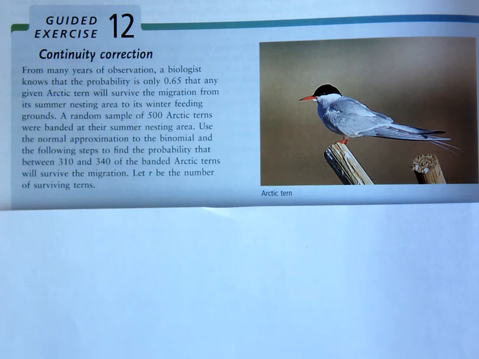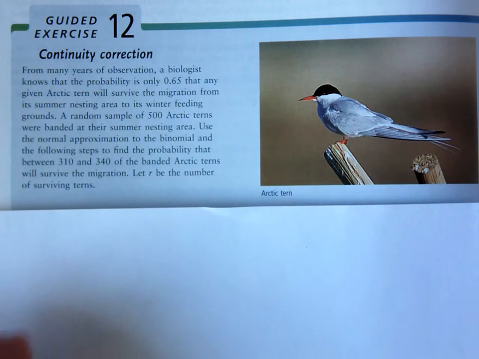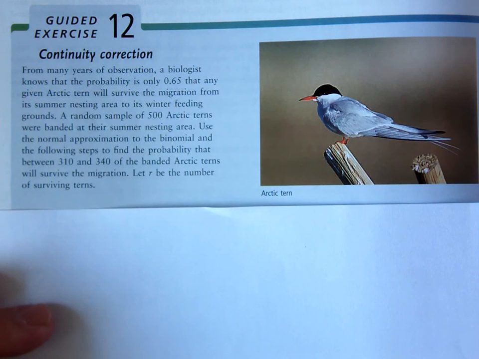Basically, what this is talking about is that we have this bird which migrates from the summer nesting area to the winter feeding ground. And the chance of these birds surviving is 0.65. So they do have to fly long distances.